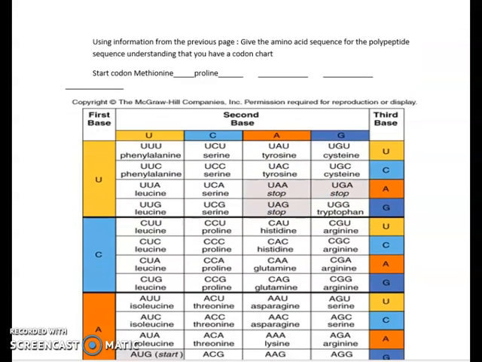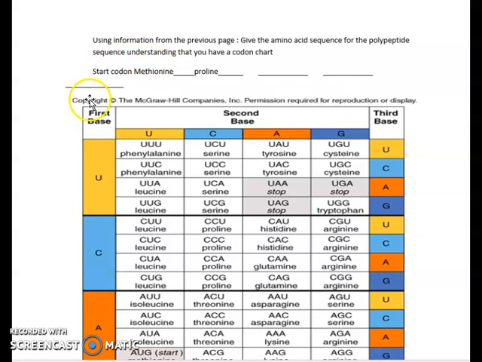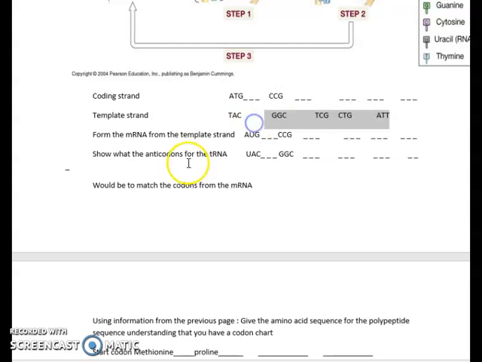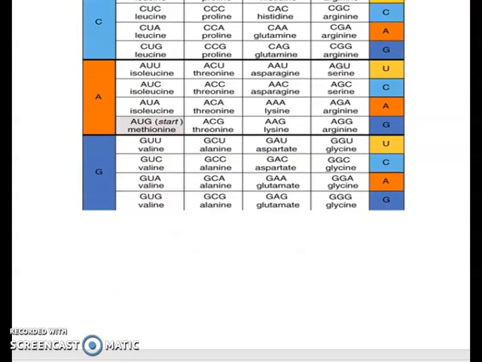So if you're not starting out with methionine and you're not ending with a stop codon, that means what you probably did was you probably read the wrong line. You're using the wrong base sequence for the chart. So try not to do that. Okay.